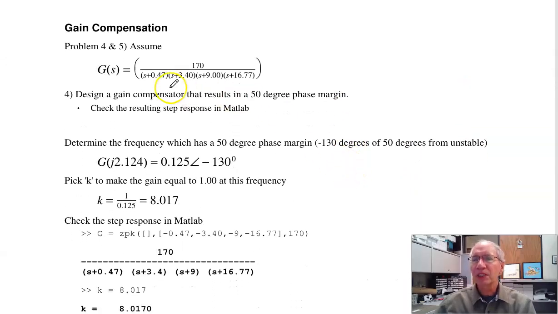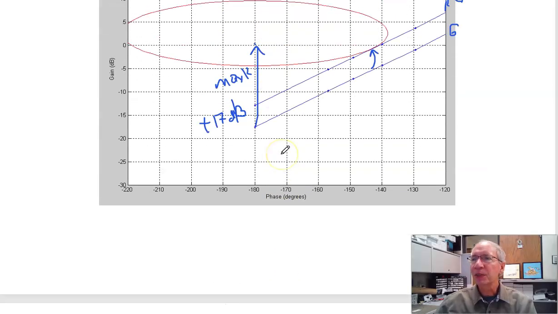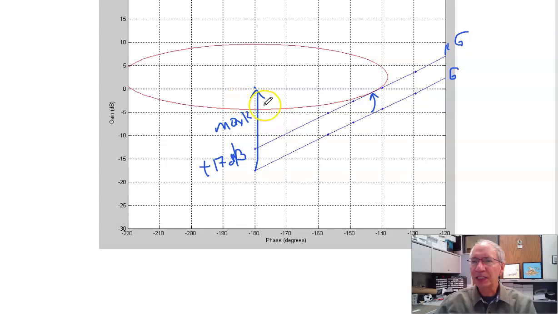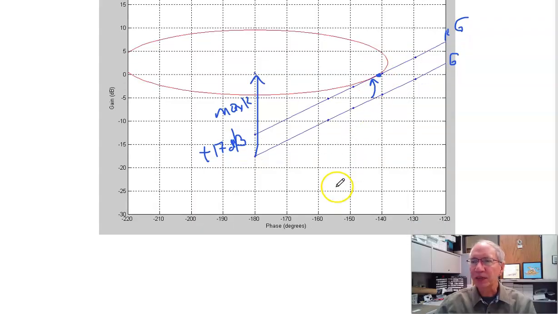Problem 4 looks at gain compensation. Design for a phase margin. So for phase margin, what you're doing is, instead of being tangent to the M circle, I'm going to intersect right at this point. And the assumption is that with the slope, if I intersect the M circle at this point, that's roughly where the tangent is. The resonance will be roughly 1.5.